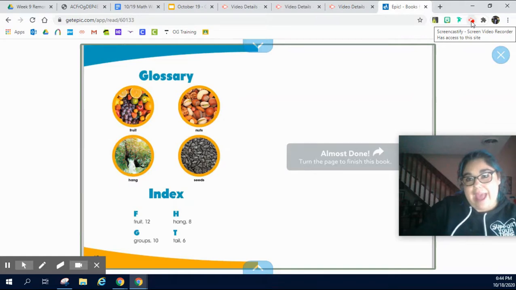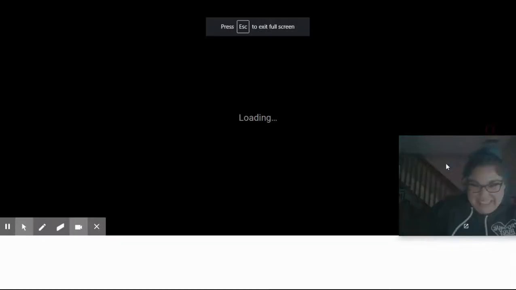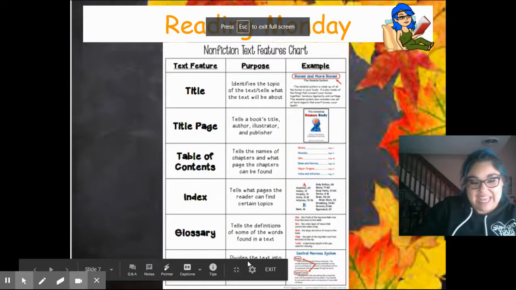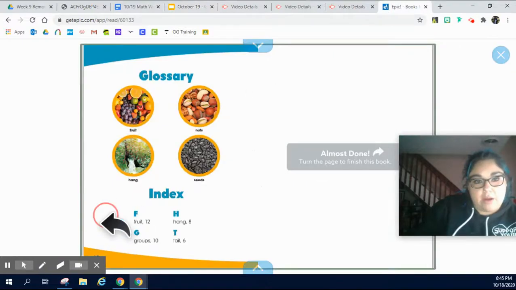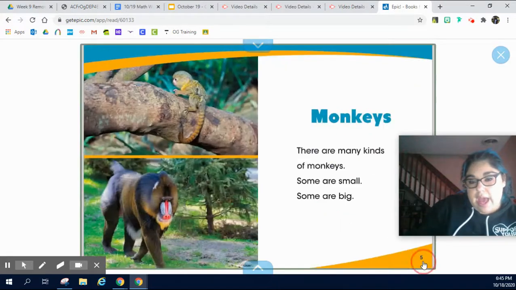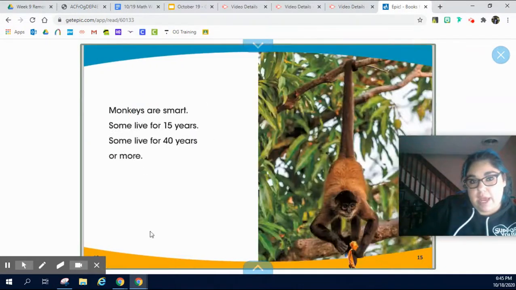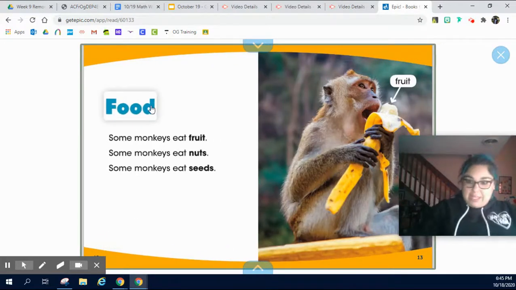And then we have headings. Headings tell us what the text is about. So if you look back on our table of contents, monkeys, behavior, or food, if we were wanting to read about food, I would be able to go to this page right here, and this is the heading. So this says food, and that tells me what I'm about to read about monkeys. All right.